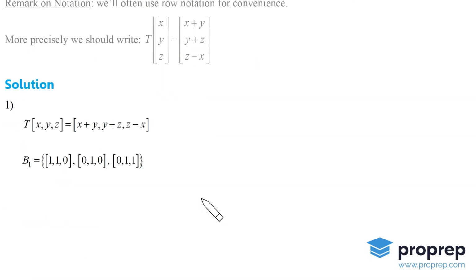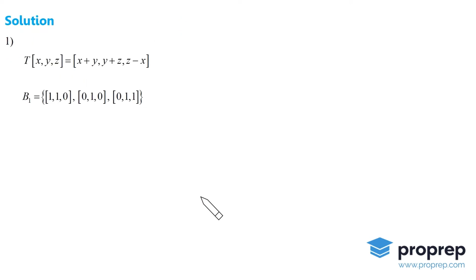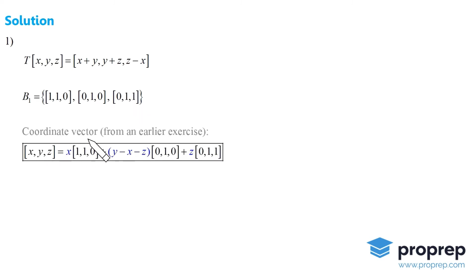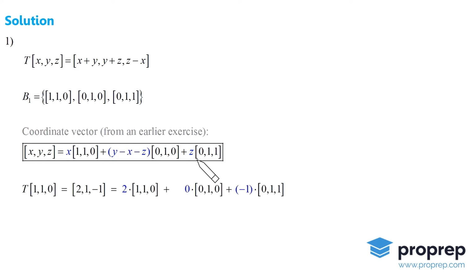Okay, so we'll start with part 1. And here I just copied, here's the transformation and here's the basis that we need. From a previous exercise in this series of exercises, they're all part of a suite or a series, we got this result for the coordinate vector relative to basis B1. And now we have to do a computation for each of these three basis vectors.